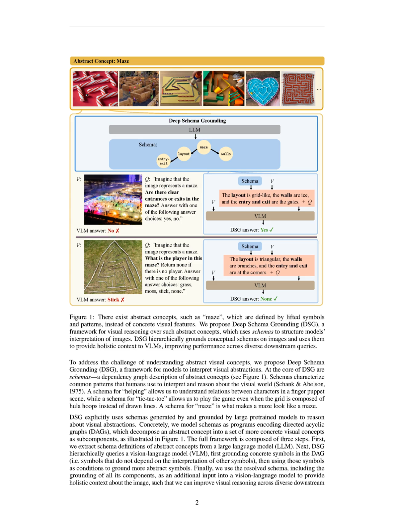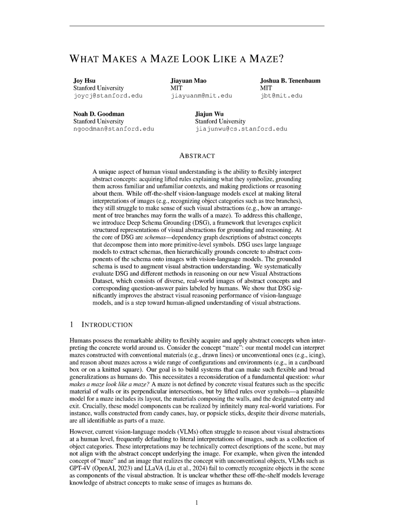The Deep Schema Grounding (DSG) method aims to solve the problem of understanding abstract visual concepts by enabling vision language models (VLMs) to interpret and reason about visual abstractions in a manner similar to humans. Current VLMs often default to literal interpretations of images, failing to recognize the underlying abstract concepts, such as the structure of a maze, when presented with unconventional visual representations.